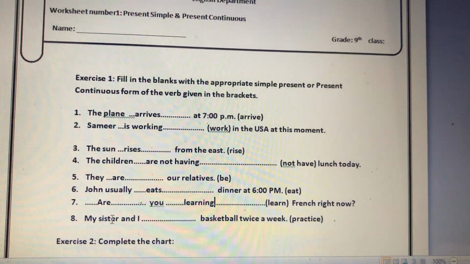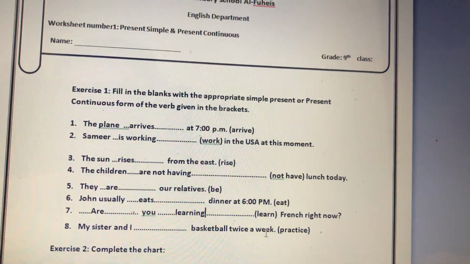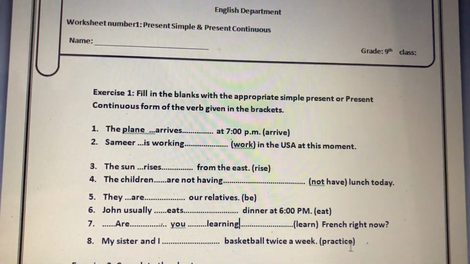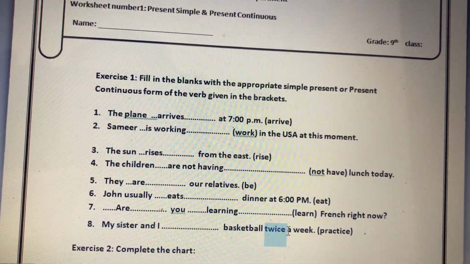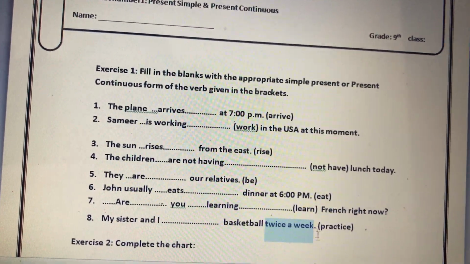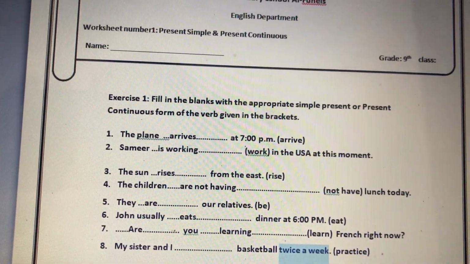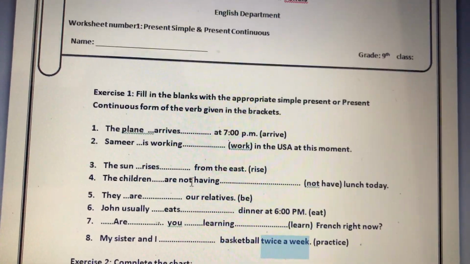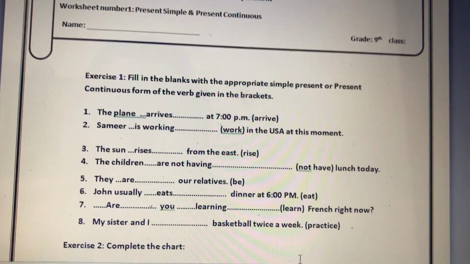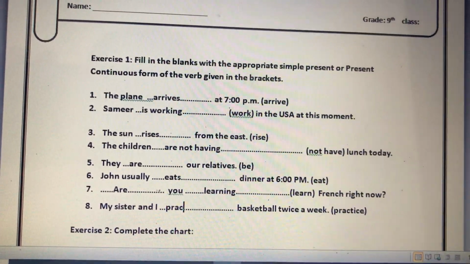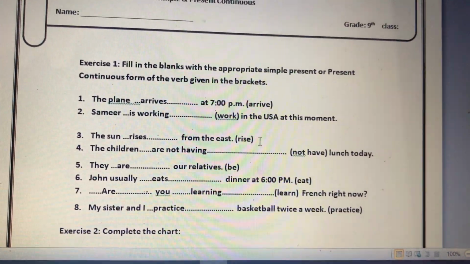Sentence number 8. My sister and I basketball twice a week, and we have the verb practice. We have the keyword here, twice a week, and it is a keyword for the simple present tense. So my sister and I, this is a plural, so the verb has to stay as is. Practice basketball twice a week.